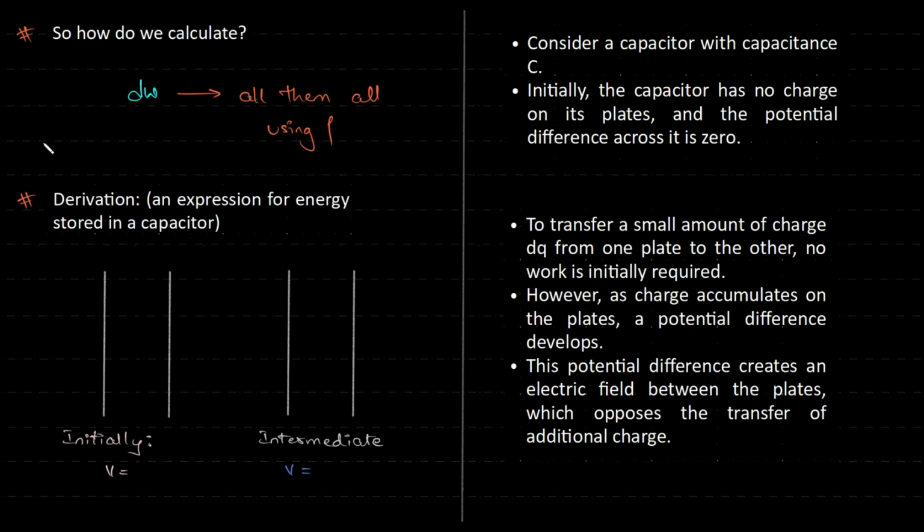So this is how we calculate. Okay, guys, the actual derivation starts over here. Initially we have 0 voltage as there are no charges, right? And there's no electrical field. So along the way we have non-zero voltage. Basically we have charges on the inner plate actually.